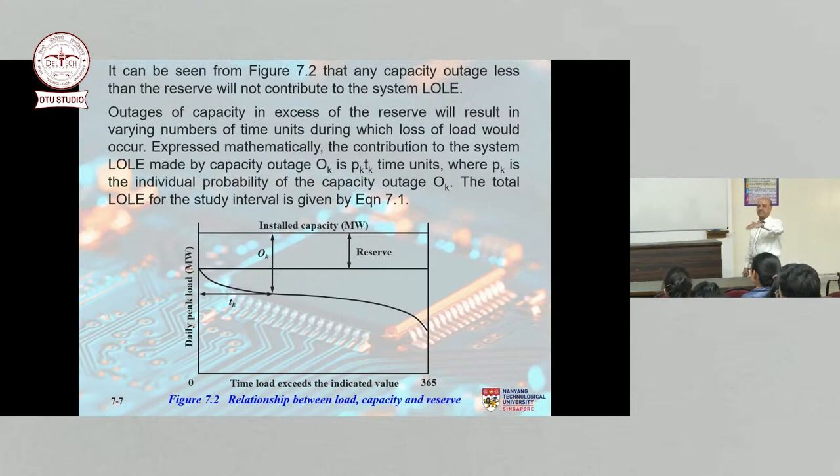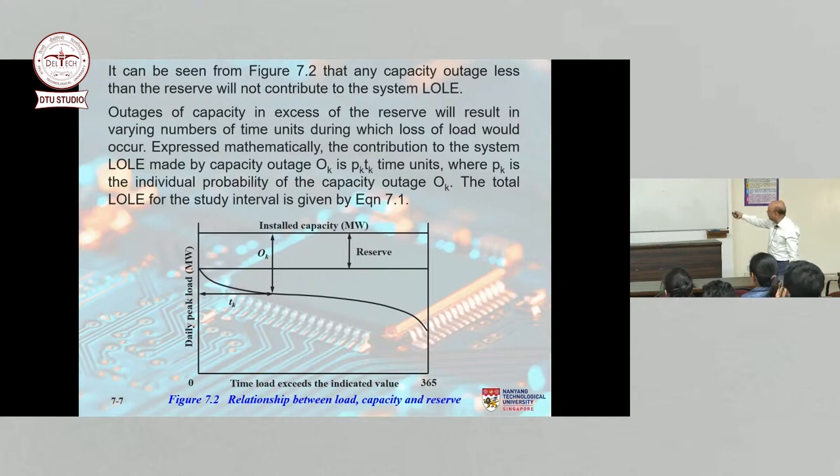How many states are there in the capacity model? That's what K goes from, yeah? So suppose there is this outage O subscript K which happens to fall here. Obviously, we are not able to meet the entire load, are we? Because the peak load is here and my capacity outage is this much. So I only have this much capacity, correct?